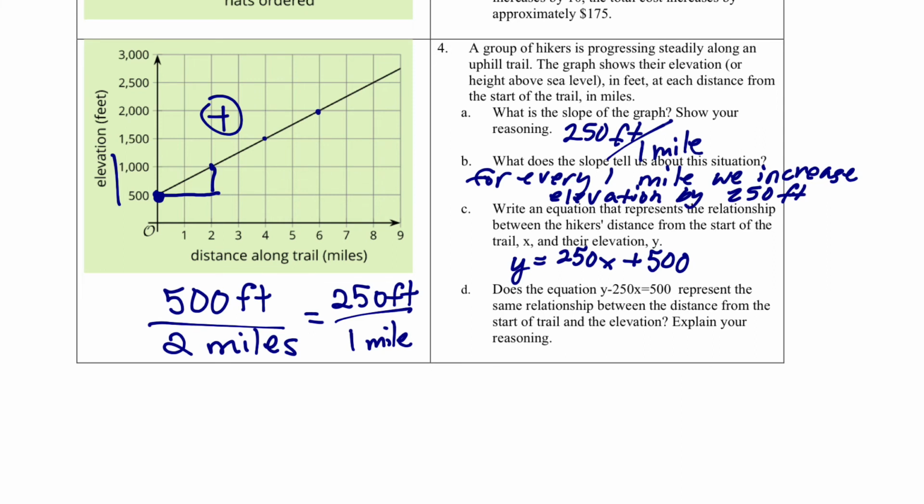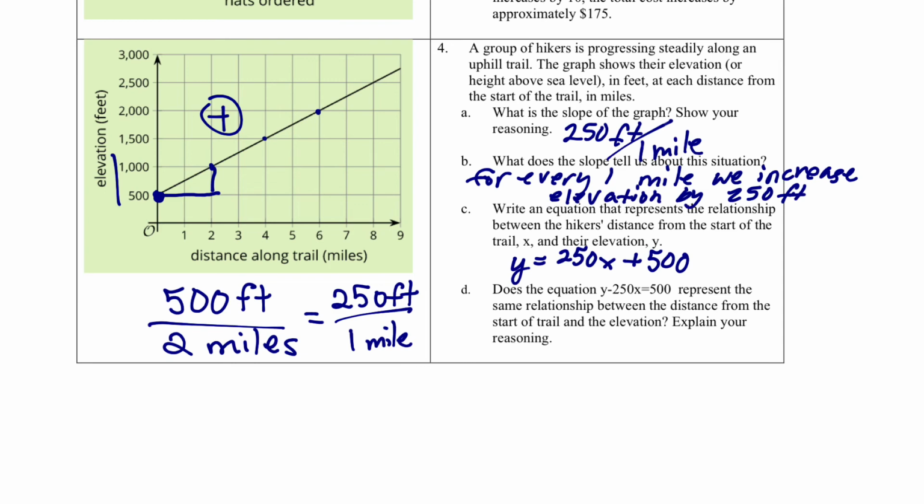Okay, so now we have an equation from the hiker's distance from the start of the trail and their elevation. So when they start at the trail, they're already at 500 feet elevation. And for every mile that they go, if I put that in for x, every mile that they go, they're going to increase their elevation by 250.